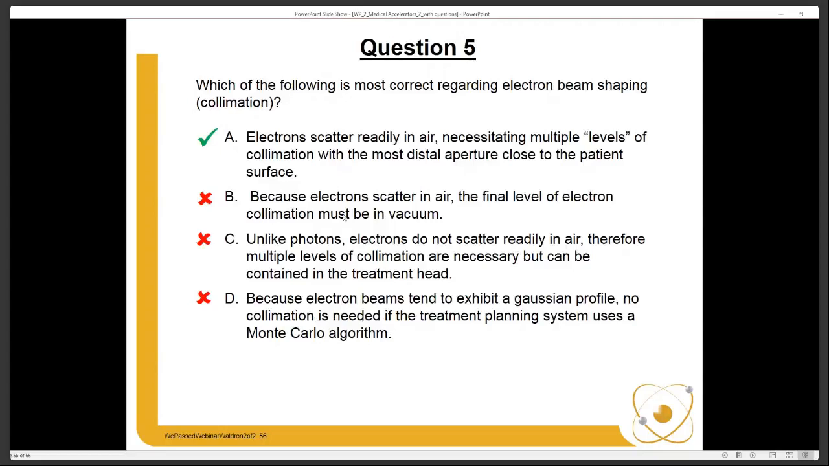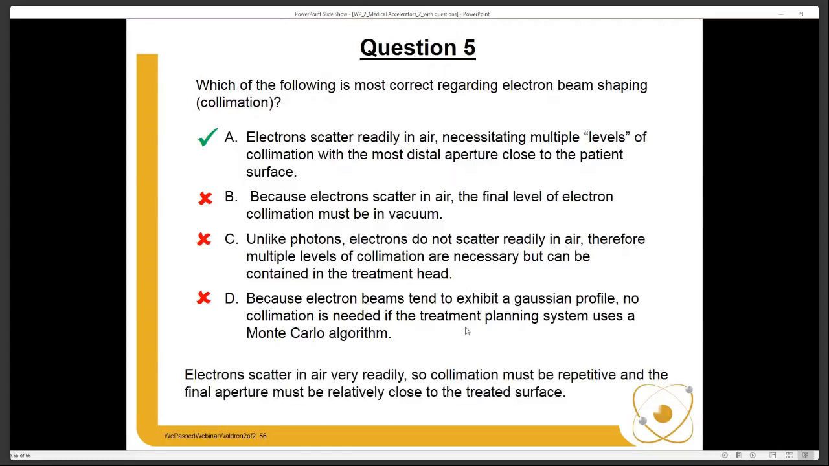The correct answer is A. I think I said it a few times. Electrons scatter very readily in air. And so that means that if my beam is going to be anything but Gaussian at the patient, I'm going to have to collimate it over and over and close to the patient. I have a few more slides to cover, but that's the last question.